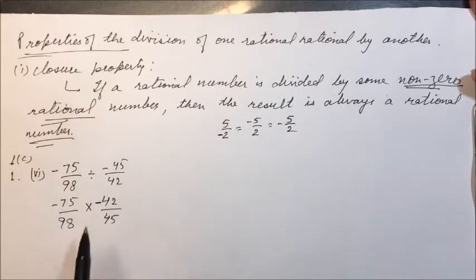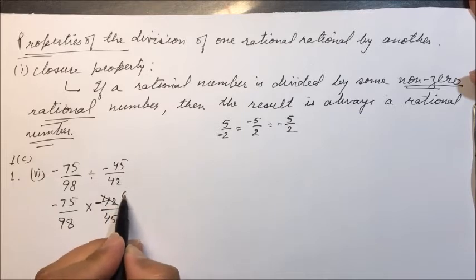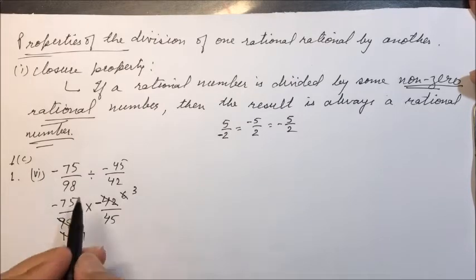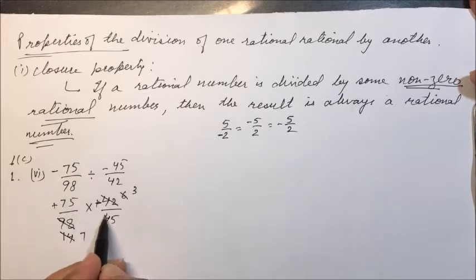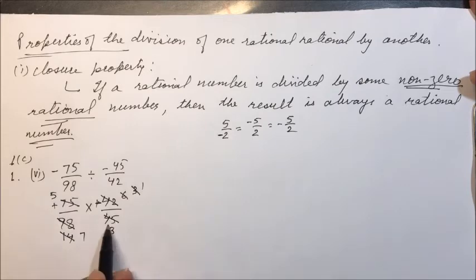So now we have to multiply them. Before that we can cancel them as well. 7 6s are 42, 7 14s are 98. Now again with 2 3s here, 7. Minus into minus becomes plus. Now 15: 3 5s are 15, 5 3s are 15. So the result is 5 upon 7.